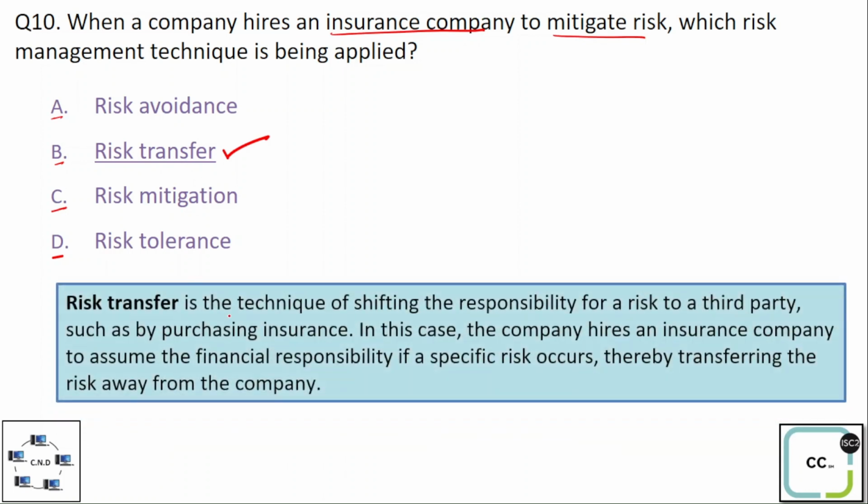Explanation: risk transfer is the technique of shifting the responsibility for a risk to a third party, such as by purchasing insurance. In this case, the company hires an insurance company to assume the financial responsibility if a specific risk occurs, thereby transferring the risk away from the company.